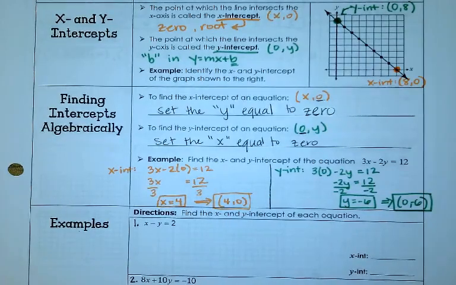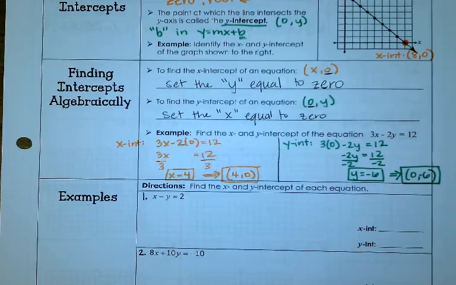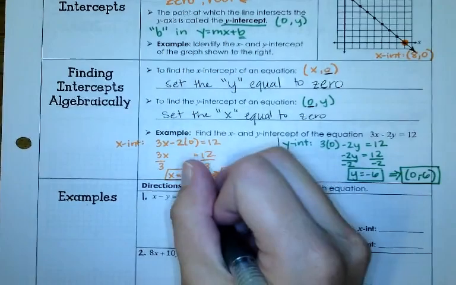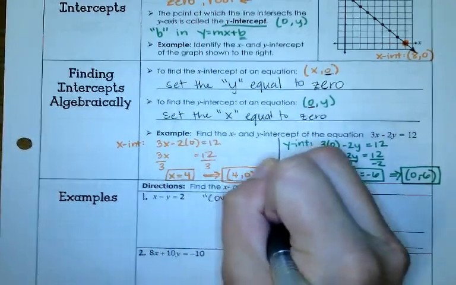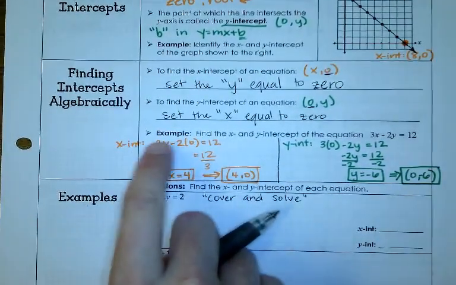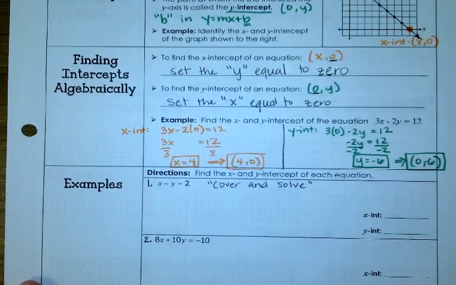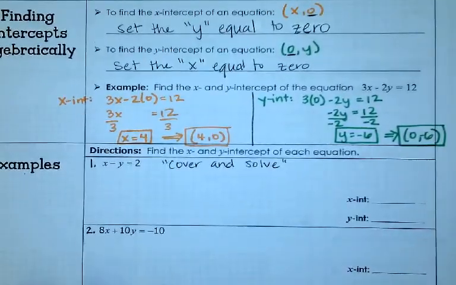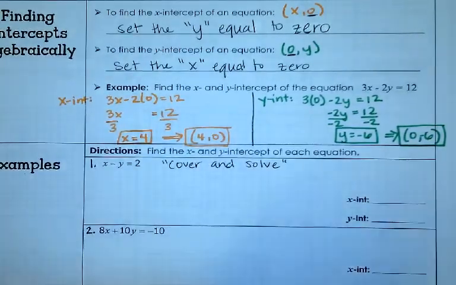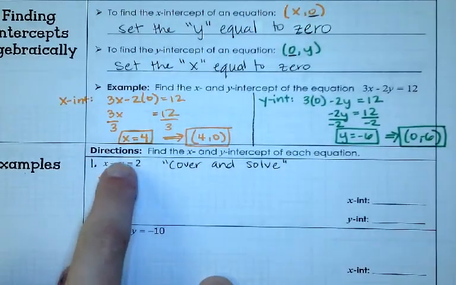Awesome. Okay? Now, what I want to do is show you guys a cool method that I use when I do this, okay? When it's set up in standard form, you can use a method called cover and solve. So, we kind of did this up here where we had to plug in the 0 and do all this stuff. I want to skip this first step where we have to plug in the 0. Okay? So check it out. On number 1 here, for my x-intercept, I am going to cover the y because it's like I'm setting it equal to 0.